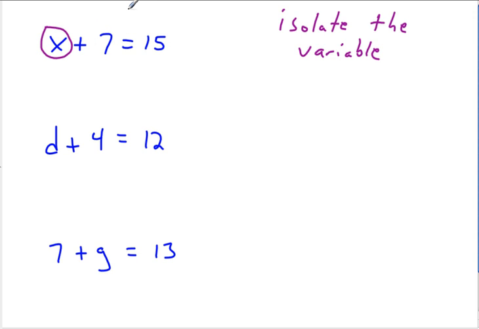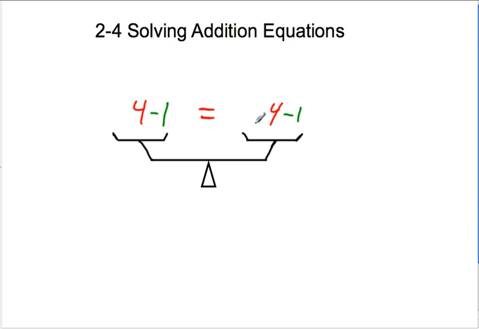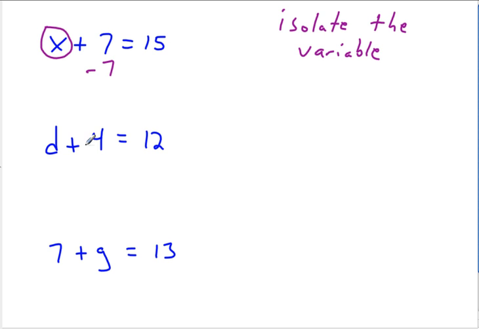Well, the inverse of addition is subtraction. So if we can subtract 7 from this side, then that 7 would go away. And so we want to get rid of this 7, so we're going to subtract 7. Now, because of our pan balance, we can't just subtract something from one side. We have to do it to both sides. So I have to subtract 7 from this side.